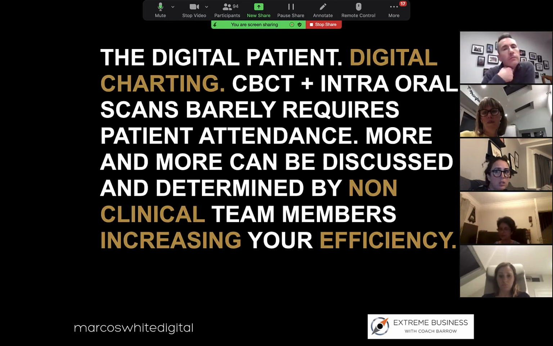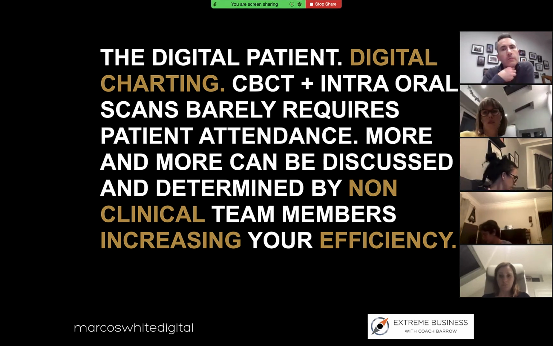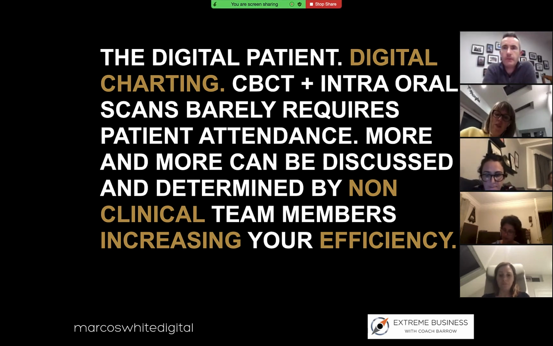So what you're finding is we've now created a digital patient almost. And now, in a final weird thing, I'm now digital charting my patients before they attend for the DTP. So there's one less thing I actually have to do in person. I can get the teeth big, really large on screen in colour, so why wouldn't I? So with digital charting, once we've taken the CBCT and the scans, you barely require patient attendance.